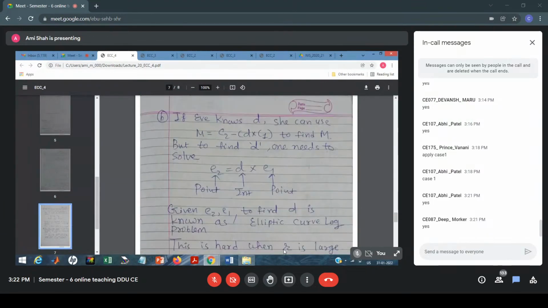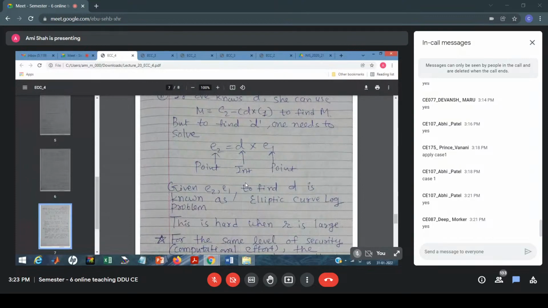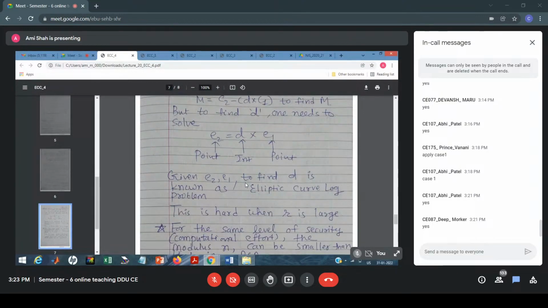Now the second scenario: if Eve knows the value of D, then Eve can use M equals C2 minus D cross C1 to find M. But to find D, Eve needs to calculate from E2 equals D into E1, where these are the two public points. Again, this is an elliptic curve log problem, and it is hard. When this value is very large, the task becomes very tough.